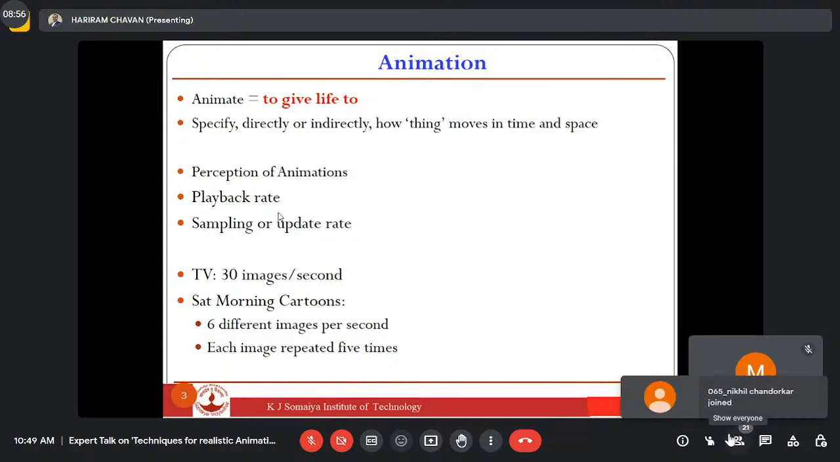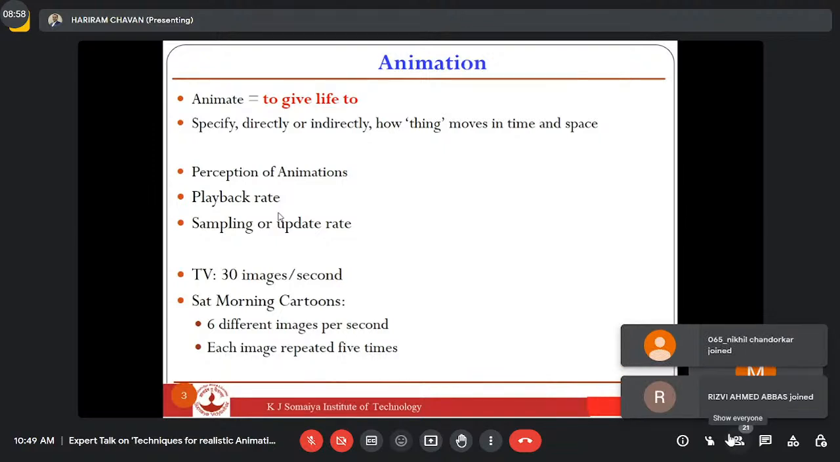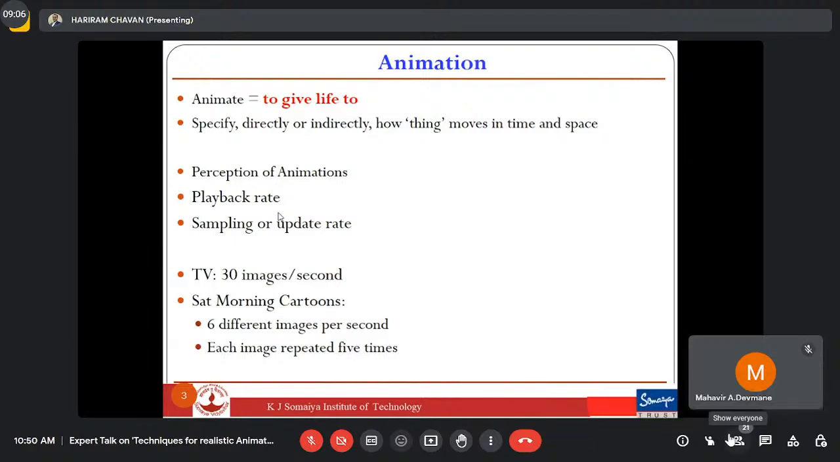And I hope when you think about interactive computer graphics, then we must think about animation as well. In the very first line itself, we defined animation as nothing but to give life to. So when you think about animation, how we can describe it, how animation can be generated, or what the key principles for animation are, that is the thing which I would like to elaborate.